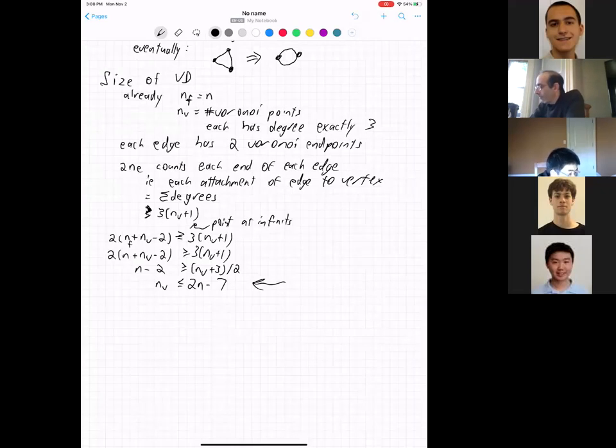So our conclusion is that the number of Voronoi points and also the number of edges are both order of the number of input points. Everybody happy with that?